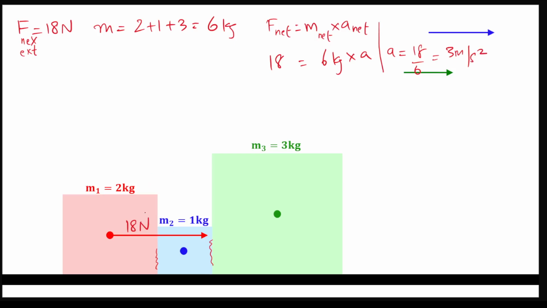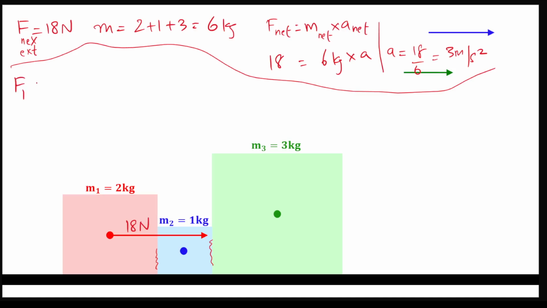So when you have an 18 Newton force acting on a system with 6 kgs, surely the acceleration will be 3 meters per second square. Now let us take one by one. Now in these equations that I have written, I have taken the system as a whole, and now I'm going to take each of these boxes one by one.